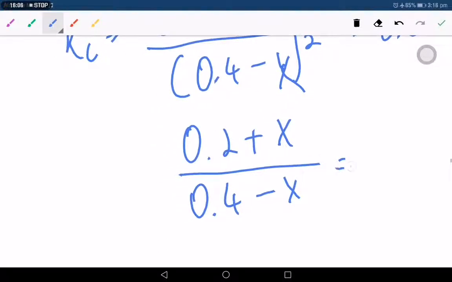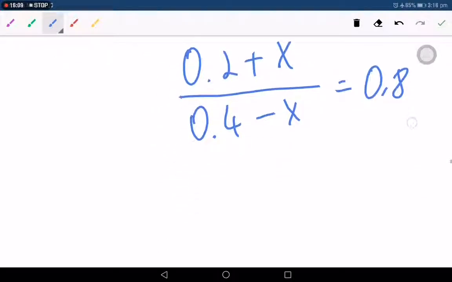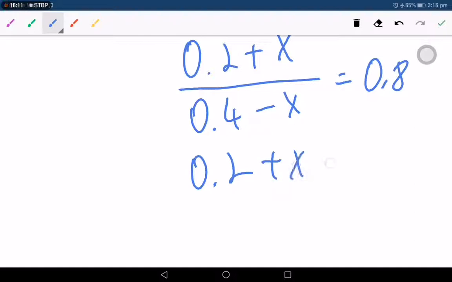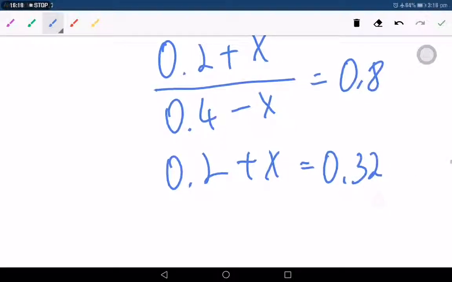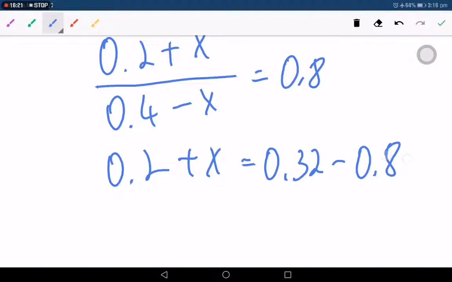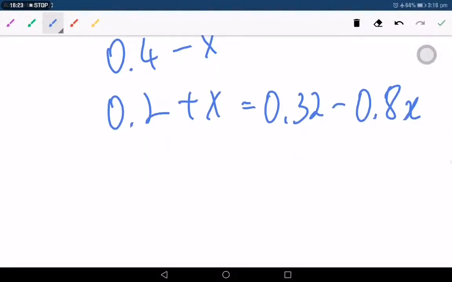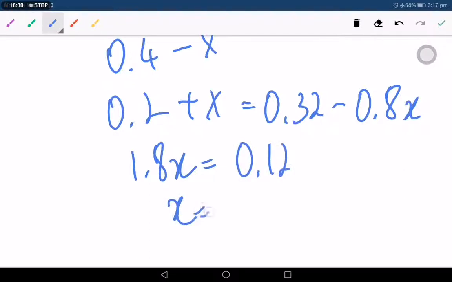is equal to 0.8. 0.2 plus x is equal to 0.8 times 0.4, 0.32 minus 0.8x. So 1.8x is equal to 0.12. x is equal to 1 over 15, which is 0.06 more.